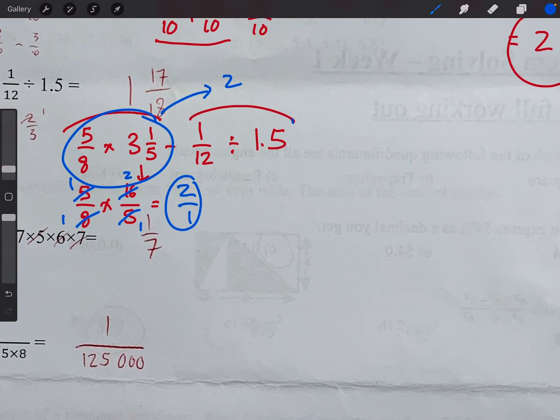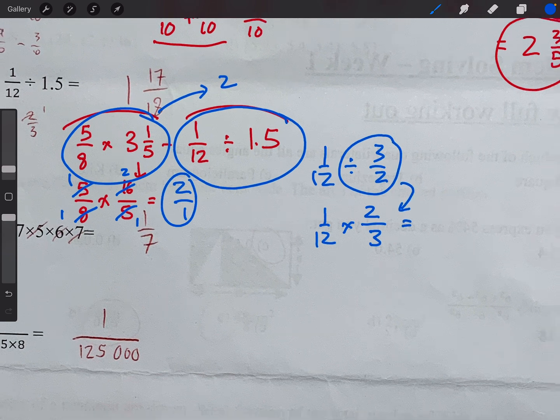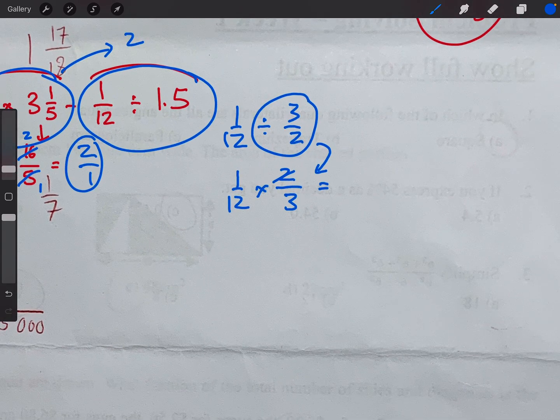And now we've got to do this thing. Let's work it out. So you've got 1 on 12 divided by 1.5, that's 3 on 2 as a fraction. Now let's work that out. It'll be 1 on 12 times 2 on 3, because we're doing division, so we flip this one upside down, we get this, and let's multiply. So now I can simplify the 2 and the 12. I can divide by 2 each, I get 1. 12 divided by 2 gets 6. So now I've got 1 times 1 is 1. 3 times 6 is 18.